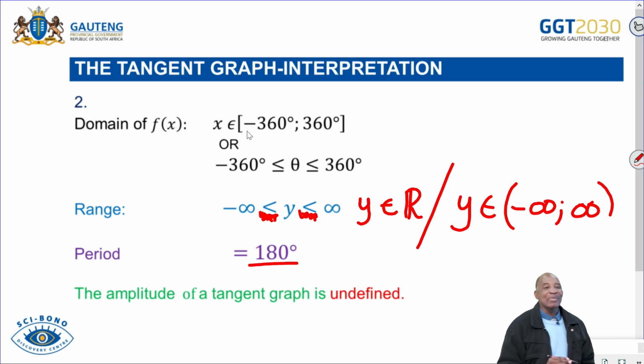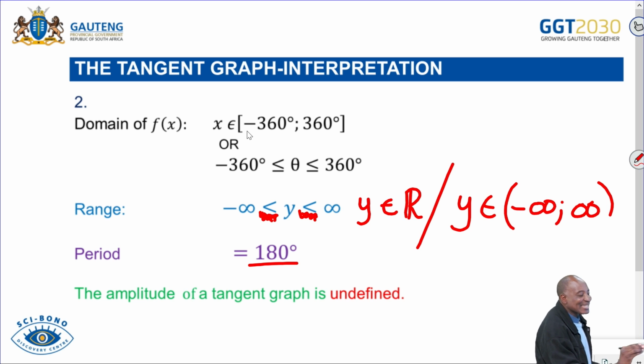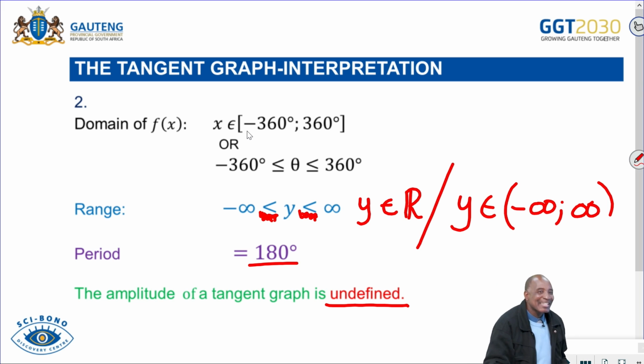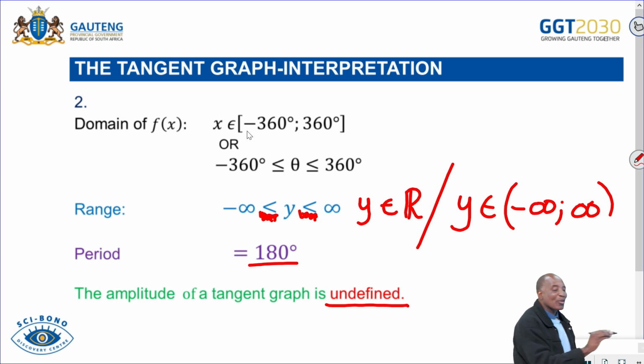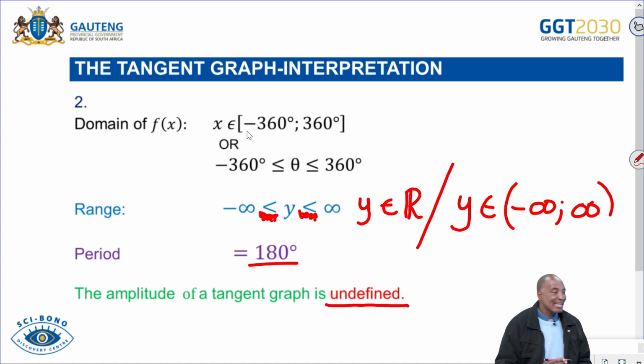Then, how about the amplitude? Are you going to say positive infinity minus negative infinity divide by 2? Well, you can do that, but it's not recommended because you'll never get to infinity. All we can say is that the amplitude of a tangent graph does not exist. In other words, it is undefined because you can't define infinity. So the answer to the amplitude of a tangent graph is undefined because it's unbounded. It's endless to either side on the y. Hence, we say it is undefined.